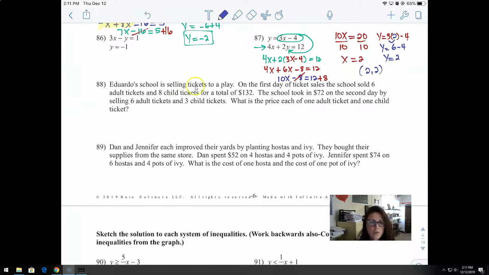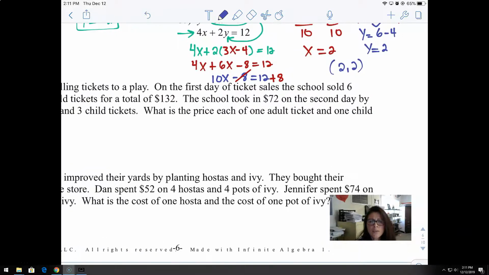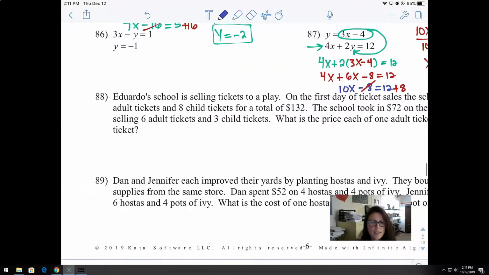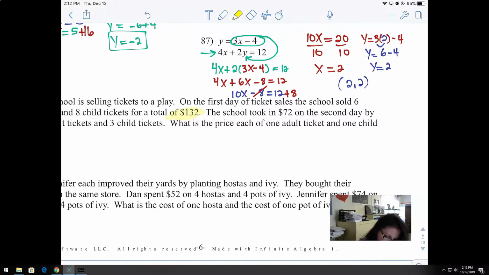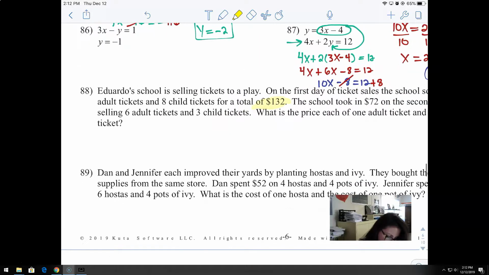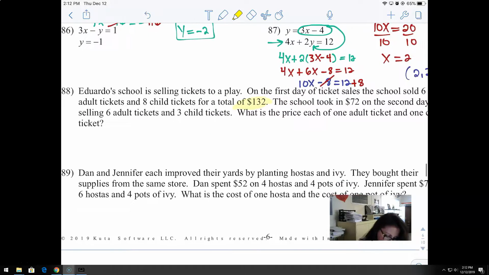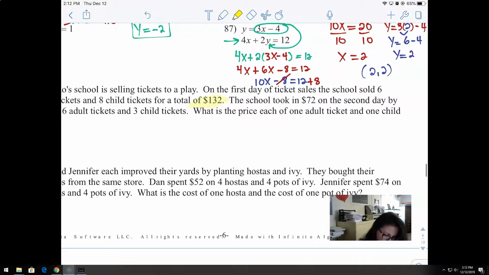All right, so Eduardo's school is selling tickets to a play. On the first day of ticket sales, the school sold 6 adult tickets and 8 children tickets for a total of $132. The school took in $72 on the second day by selling 6 adult tickets and 3 children tickets. What is the price of each of 1 adult ticket and 1 child ticket?